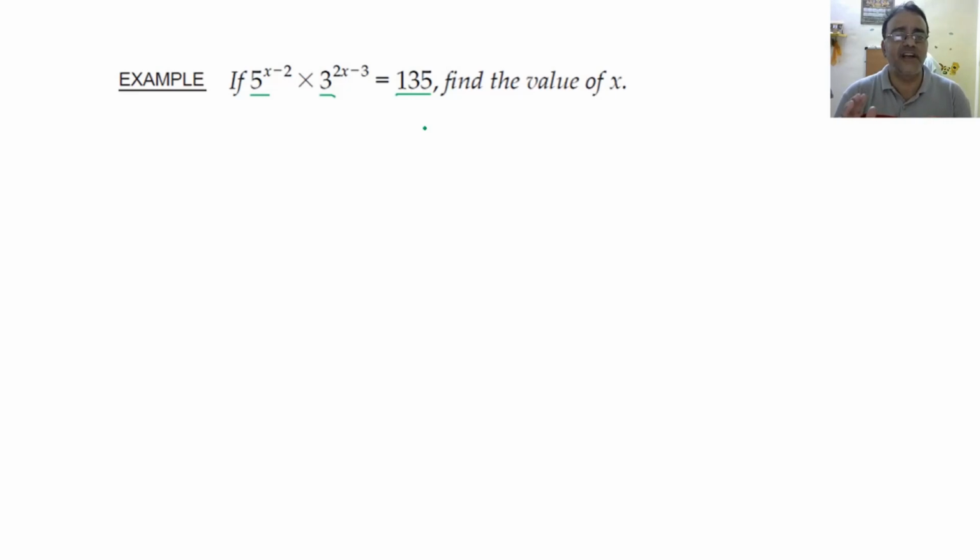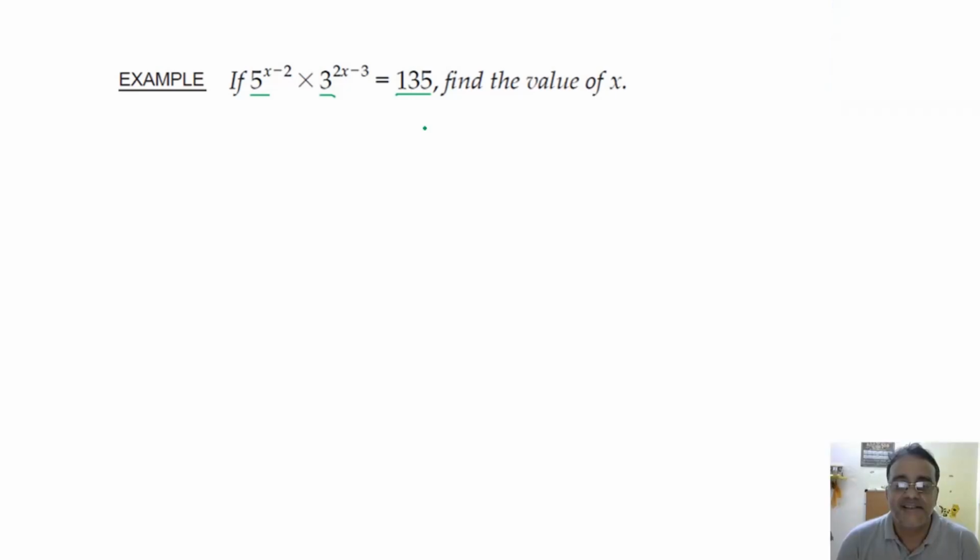So 135, what will we do? We'll do the factorization. So how will you write it in terms of 5 and 3 powers? 135. Quickly. 135. 3 to the power 5. See, look here, I am doing rough work here. 135 we can write as 25 into 27.